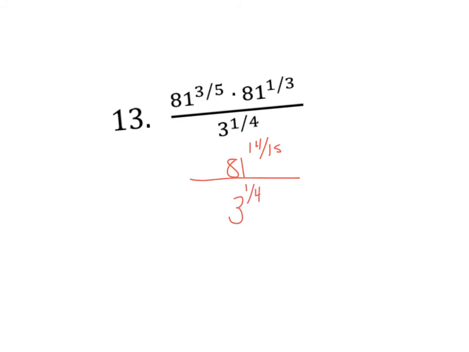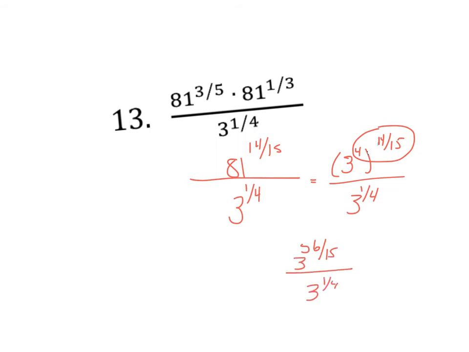Then I kind of think back to what I was doing in the beginning of this 4.0 practice, and I remember that I rewrote 81 as 3 to the 4th. So I'm going to do that here as well. Oh, I put an extra 1 in there. And notice now I have the same base on top and bottom, so that was probably a good move. So then when I have a power of power like this, I'm going to multiply my powers, which is going to give me 56 over 15.